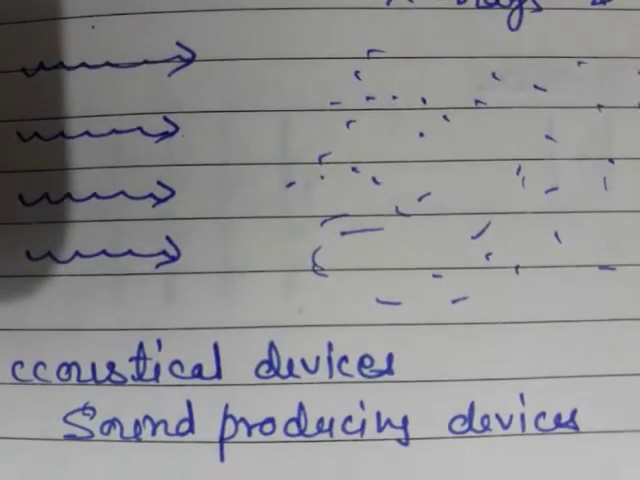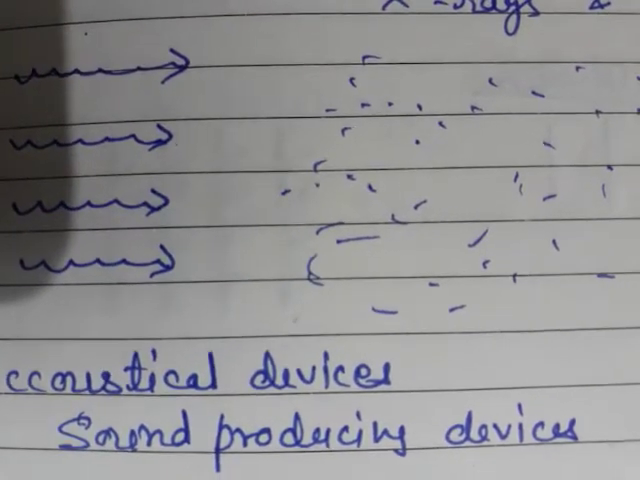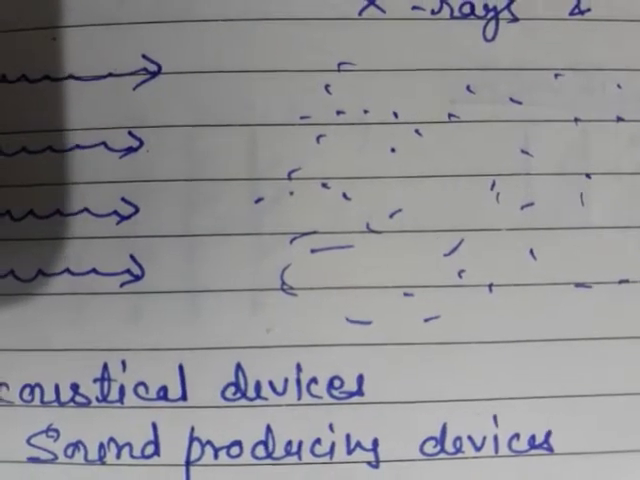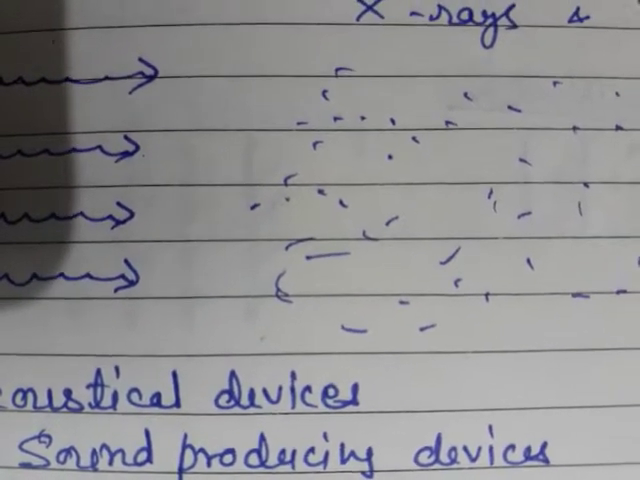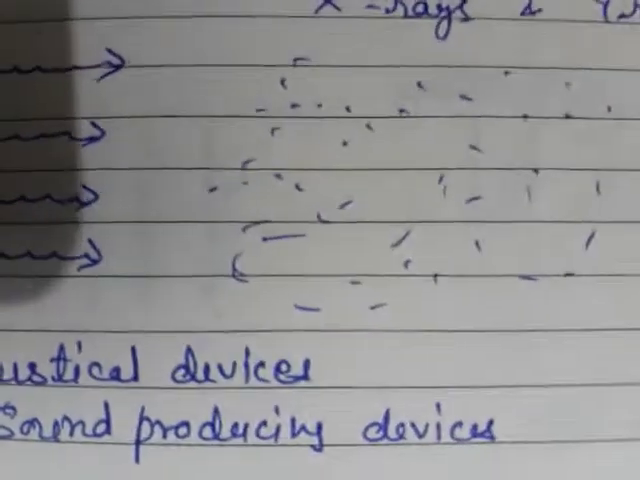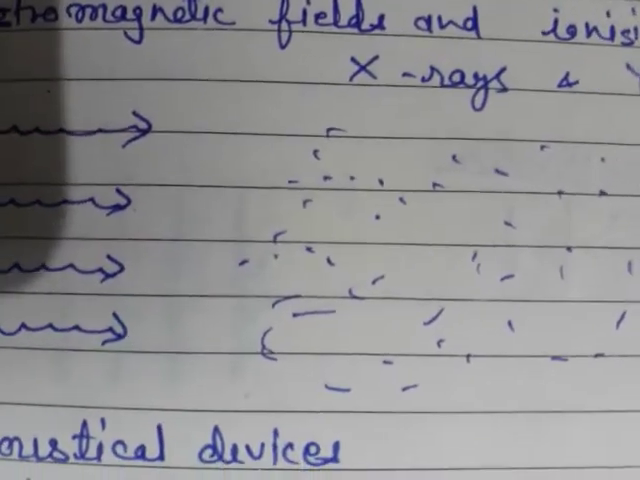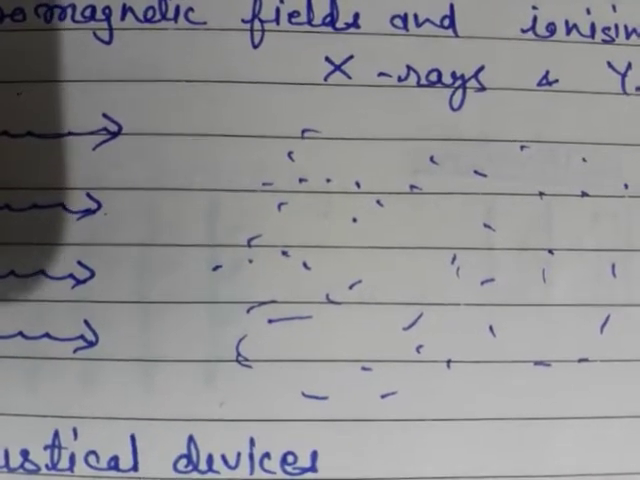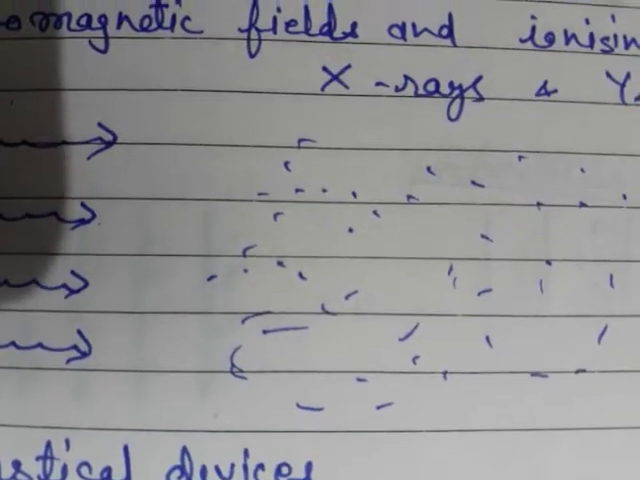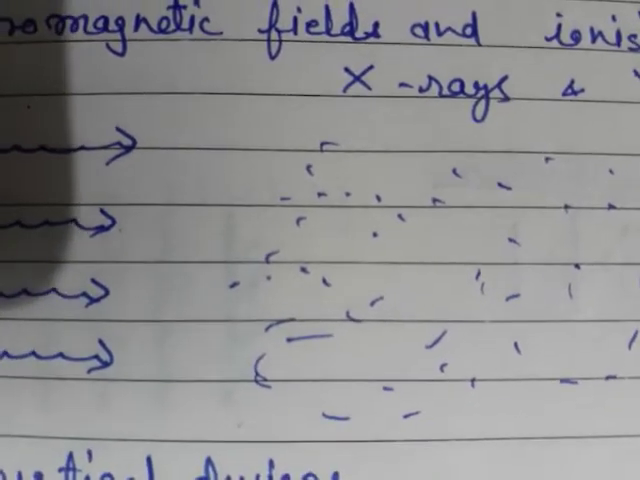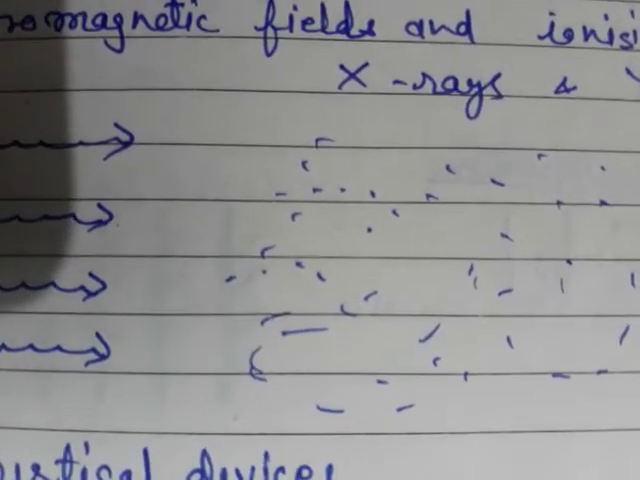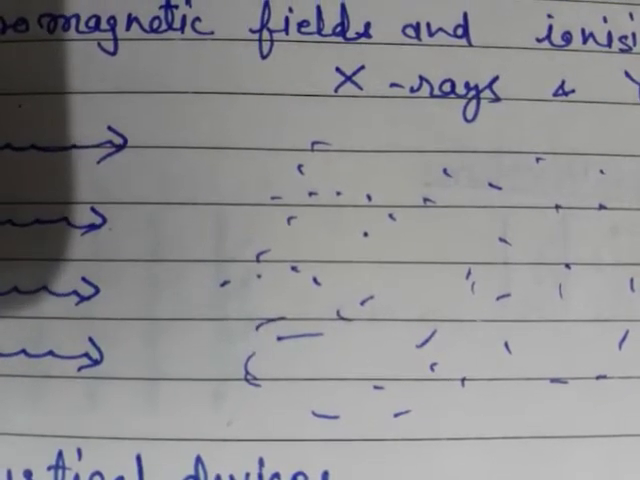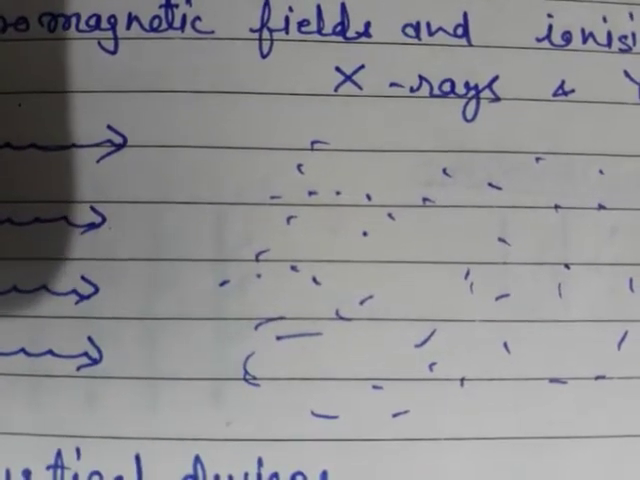Devices. Acoustical devices or sound producing devices. Most of the physical control measures for insects require special infrastructure facilities that are beyond the scope of adoption by common cultivators under Indian conditions.